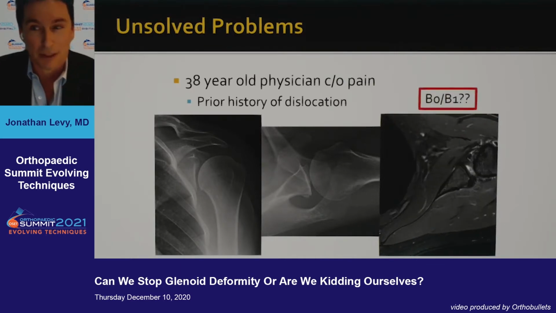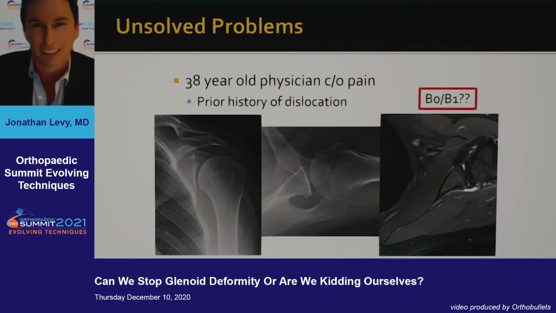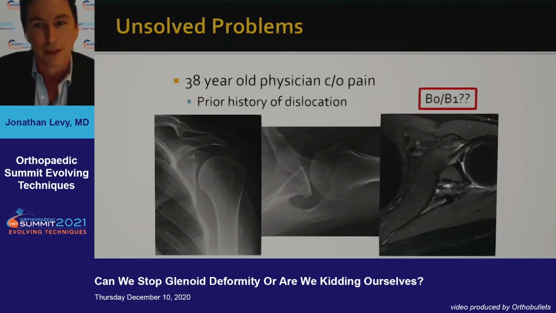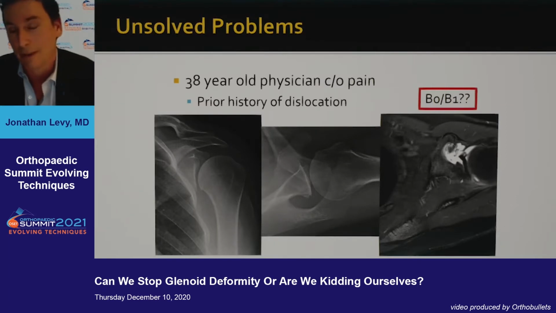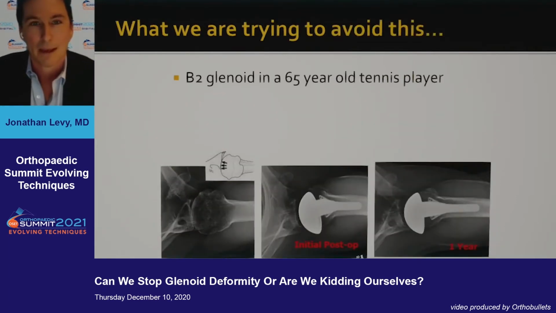Is this a B0? I like that Chris introduced that concept of a B0, because I think this actually is a B0, that this is destiny, that this will progress from B0, 1, 2, and maybe down to a 3. And I showed this case before in my last talk, but I keep emphasizing this is what we're really trying to avoid, because it's the B2 glenoids that often are the bad players.